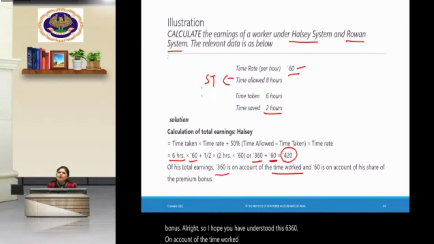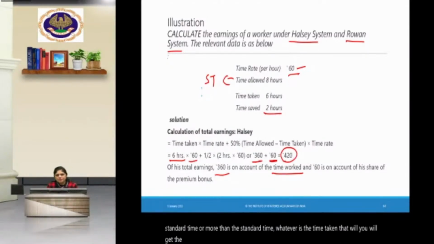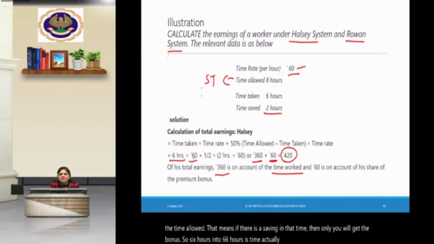Whatever time you have taken, whether it's less than the standard time or more than the standard time, whatever is the time taken, you will get the basic wage for that. But bonus you will get only if the time taken is less than the time allowed. That means if there is a saving in the time, then only you'll get the bonus. So 6 hours, the time actually taken, into 60, the rate per hour. That is the basic wages.